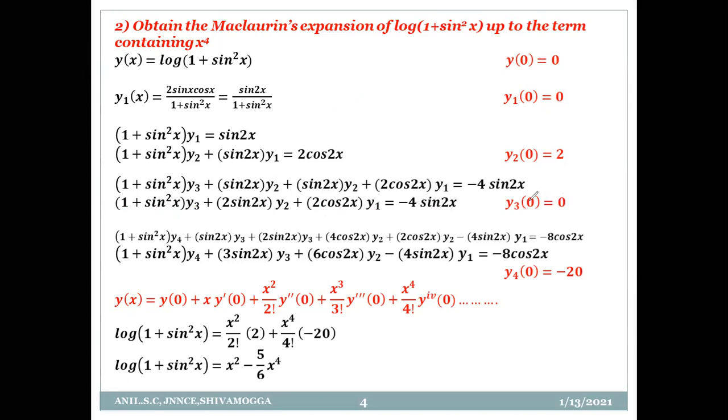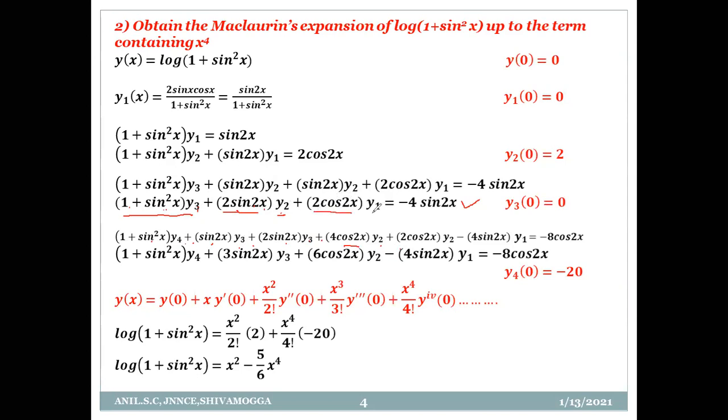Next, the fourth derivative is required. To find the fourth derivative, differentiate this equation with respect to x. First, let's differentiate this. First function 1 + sin²x into the derivative of y3 is y4, plus the second function: the derivative of 1 + sin²x is sin 2x into y3 as it is, plus. Here this is the first function, this is the second function. First function 2 sin 2x into the derivative of y2 is y3, plus the derivative of 2 sin 2x is 4 cos 2x into y2 as it is, plus.